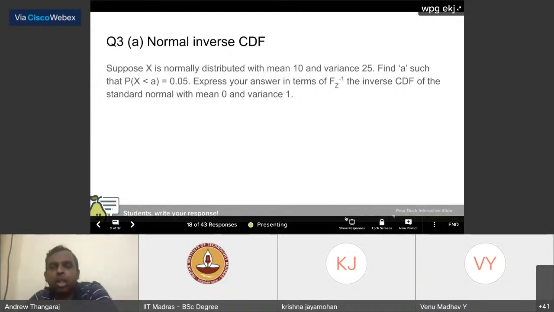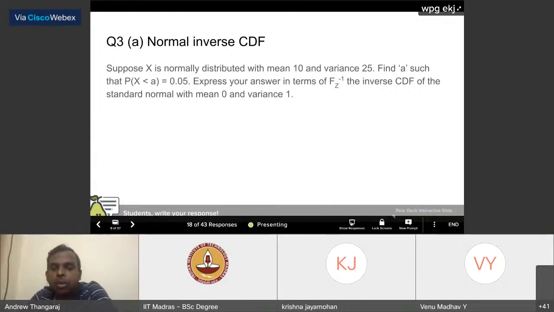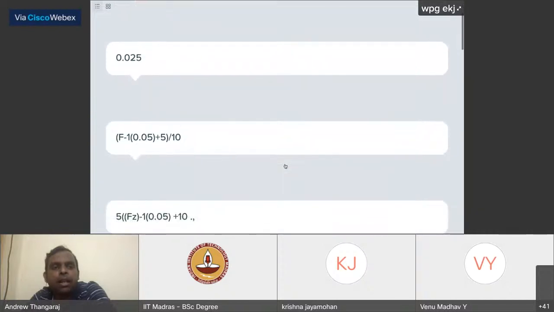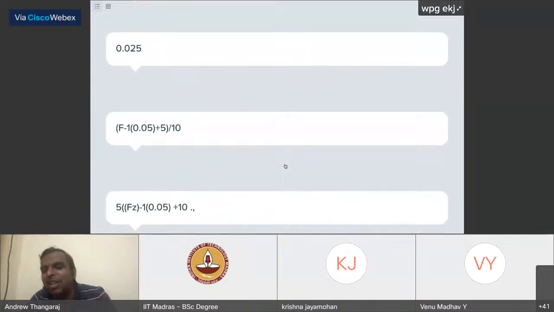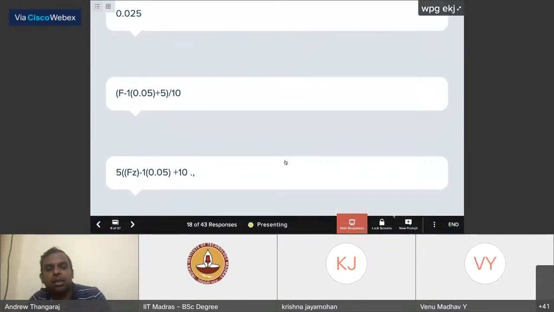Let me see if people have got it right. I think enough people have attempted. I can go in and see: FC inverse of minus 1.99. I think people have struggled to write F inverse. How do you write F inverse? You can call F inverse G if you like, so it's easier for you.